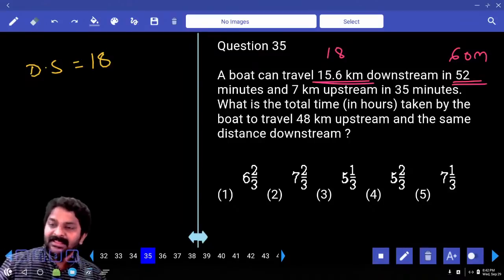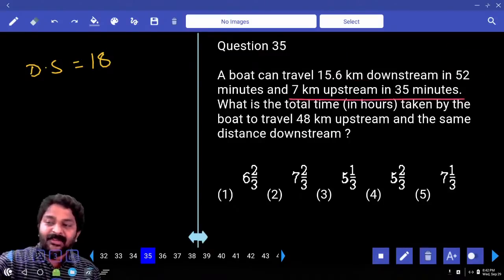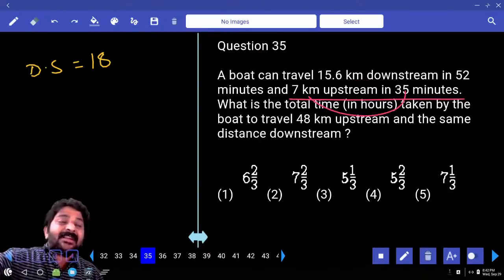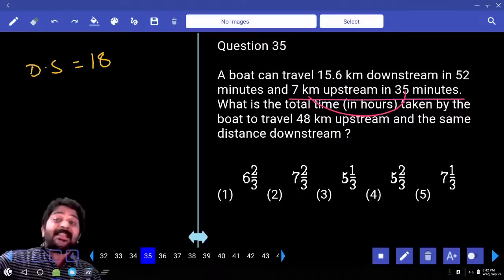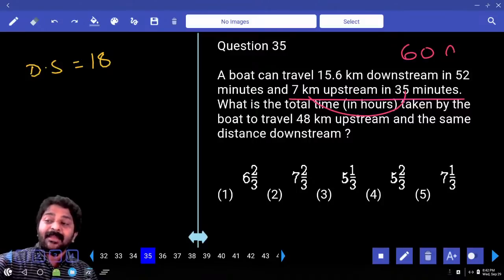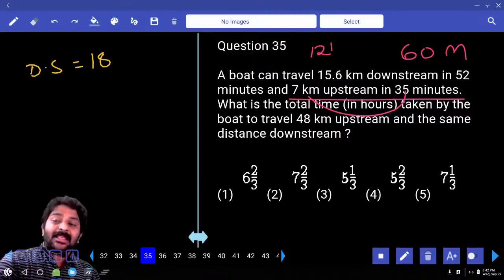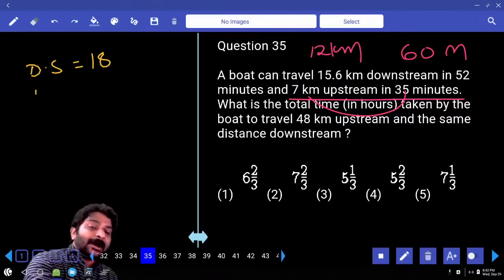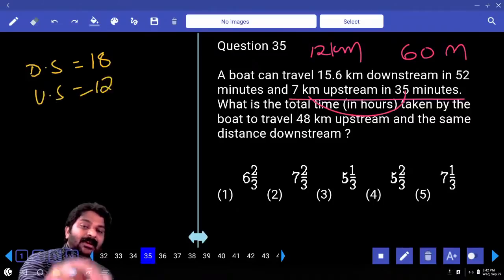Next, 7 kilometers upstream in 35 minutes. Relation between 35 and 60, 7 divided by 60 divided by 5, that is 12. So upstream speed is equal to 12 km per hour.